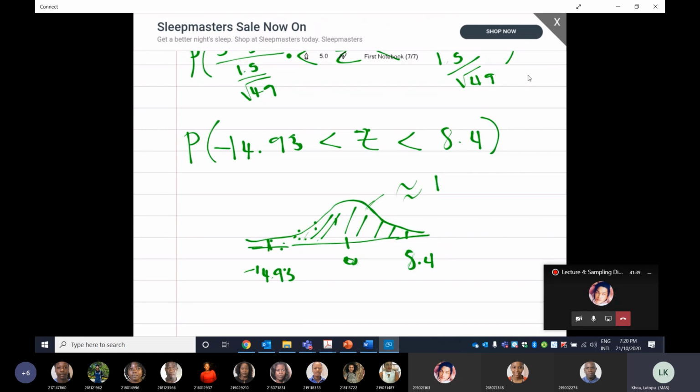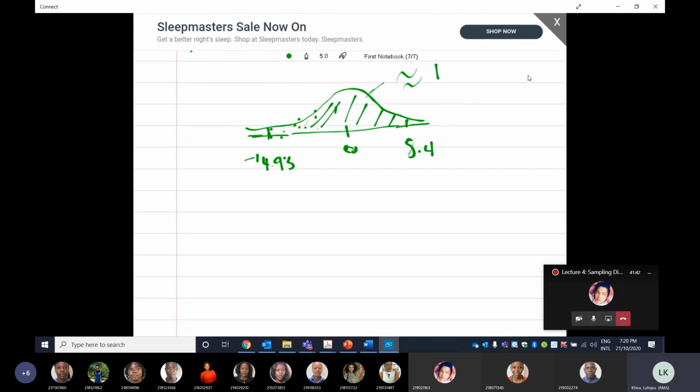Okay, so if you wanted to read this from a table, it is not difficult. We will look at some examples where we do have values that we can get on the table. But here, because we have such extremes, we can confidently say that this area over here is approximately equal to 0. And the same thing over here, this area is approximately equal to 0. So obviously this area on the left of negative 14.93 is smaller than the area on the right of 8.4.